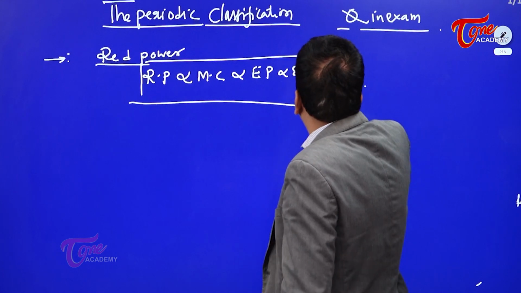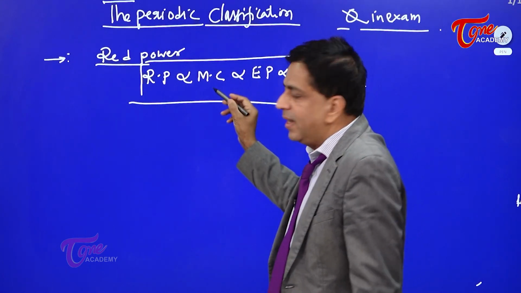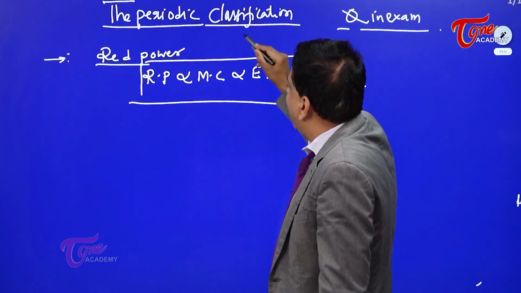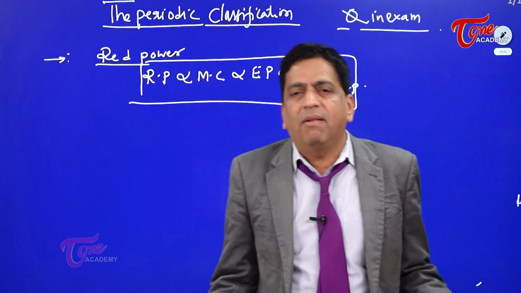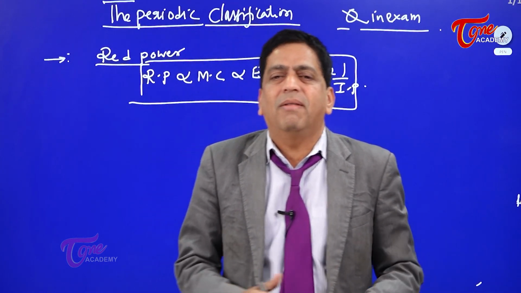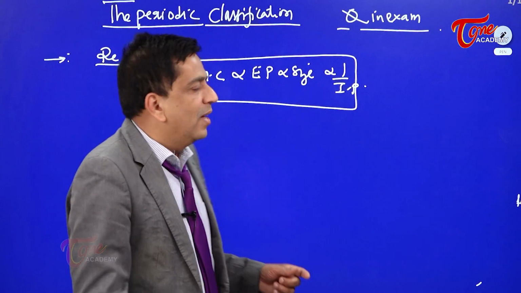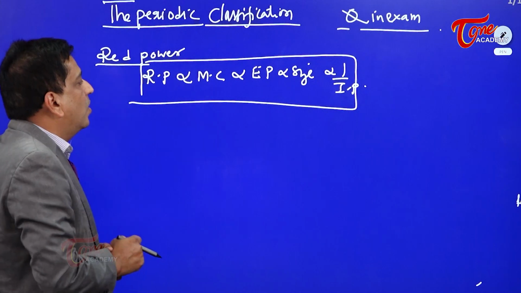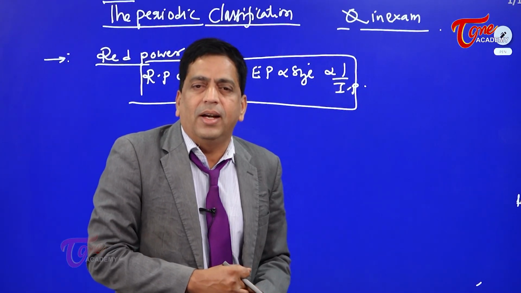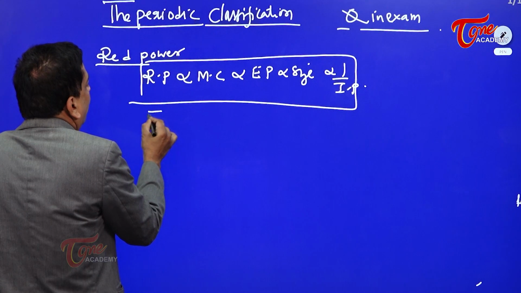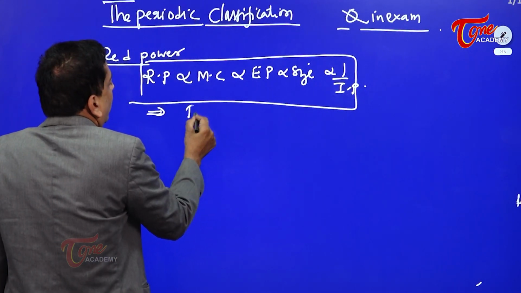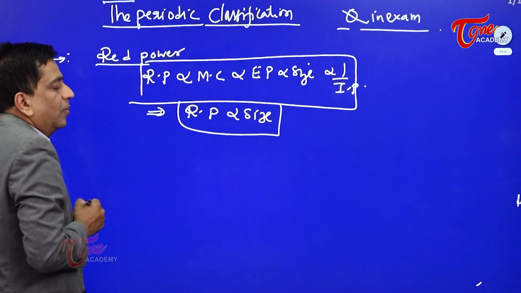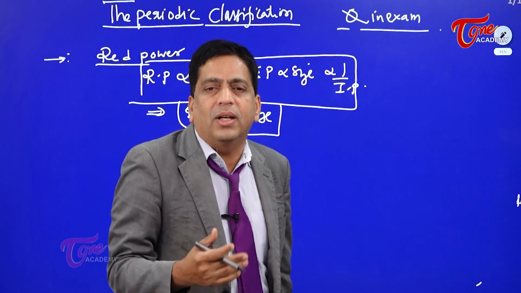Say this: if the size is large, electropositivity is more, metallic character is more, and the reducing power is more. Right? You must understand. And size and IP are inversely related, and all these are inversely related. Now I'll pick up two of these. The reducing power must be proportional to the size. Greater the size, greater is the reducing power, that's what we are discussing.